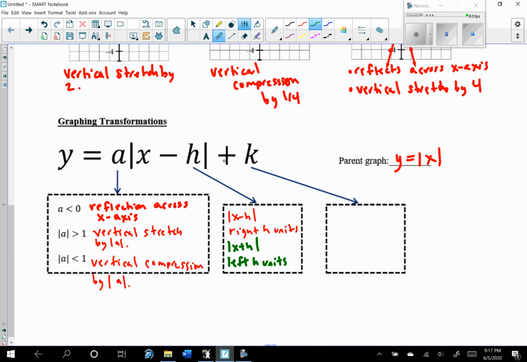And then for this next one, when it's plus k, we go up k units. And if it is minus k, we go down k units. So that is our transformed equation.